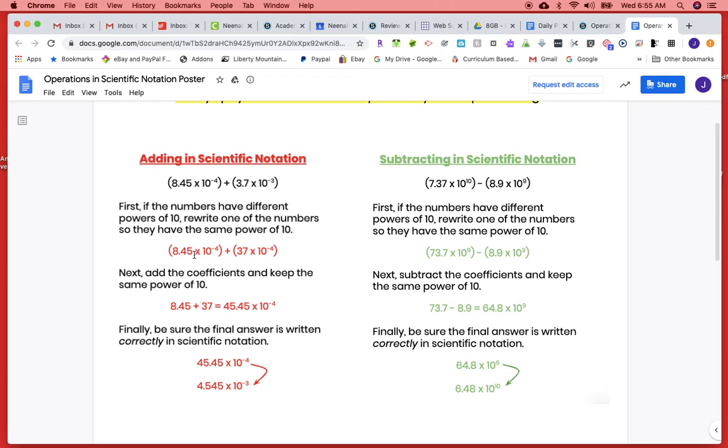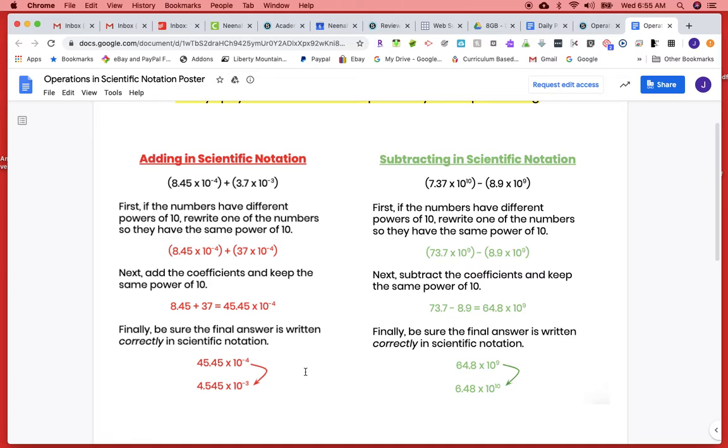So we're now down to this step. We don't touch this one because it's already in correct form. It's at negative 4, negative 4. We next have to add the coefficients. The coefficients are the numbers in front. So we're going to add 8.45 plus 37, and then we're going to keep the same power of 10. If we add those together, we get 45.45, and we're going to keep the power of 10 of negative 4, times 10 to the negative fourth.